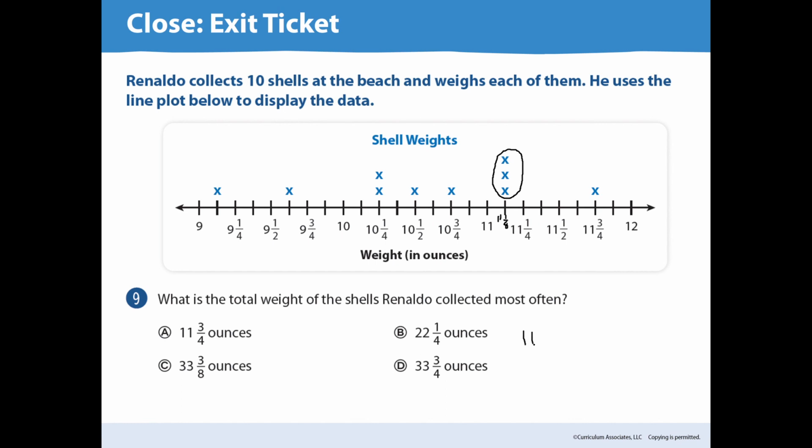Or we can add them together, 11 and 1/8, 11 and 1/8, and another 11 and 1/8. So 11 and 11 and 11 is 33, and 1/8, 1/8, 1/8 is 3/8. So the correct answer here is C, 33 and 3/8.